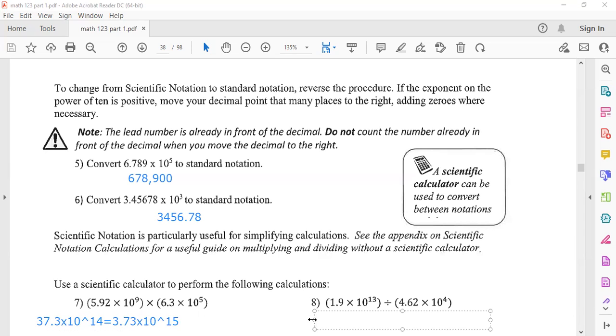So over here, usually see this in fraction form for division, but it wouldn't have to be. 1.9 divided by 4.62. Again, this really gives me lots of decimal places, but because 4.62 has 3 significant digits, I'm only going to keep 3 digits. So 0.411.